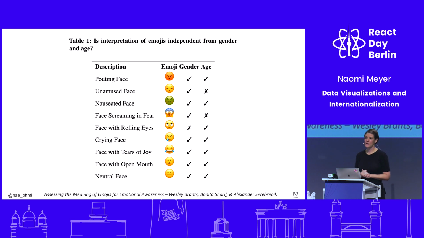There's another interesting study called Assessing the Meanings of Emojis for Emotional Awareness. The authors hypothesized that of these 9 emojis that include emotion, the respondents would perceive them differently across gender and age. And they found that to be true for 3. The unamused face and the face screaming in fear had an age variant, where older and younger users interpreted them differently. And then the face with rolling eyes had a gender variant.